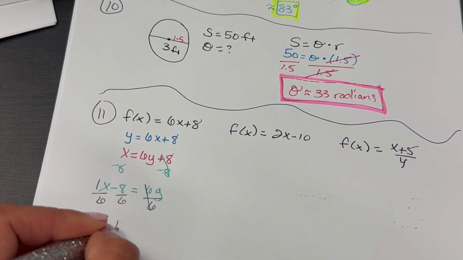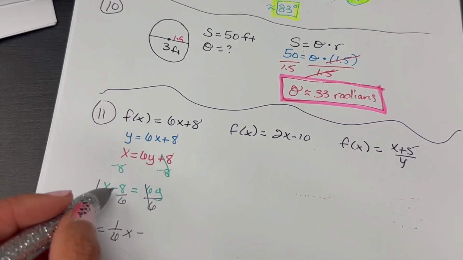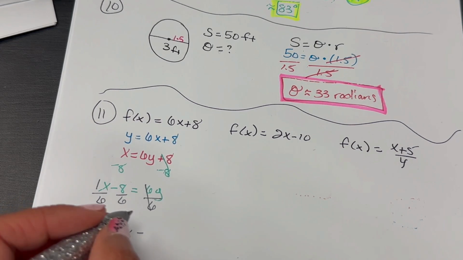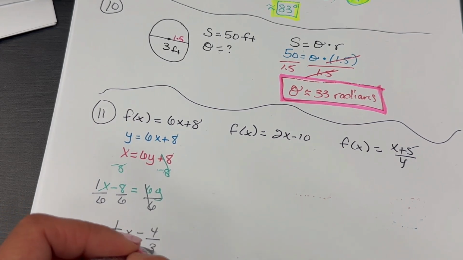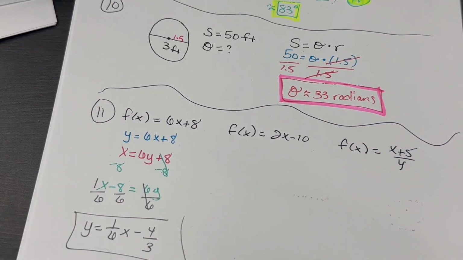So y equals 1/6 x minus 8 and 6 have a 2 in common. 8 divided by 2 is 4, 6 divided by 2 is 3. So there's the first one to match it with. So it matches with the x minus 8 all over 6 one.